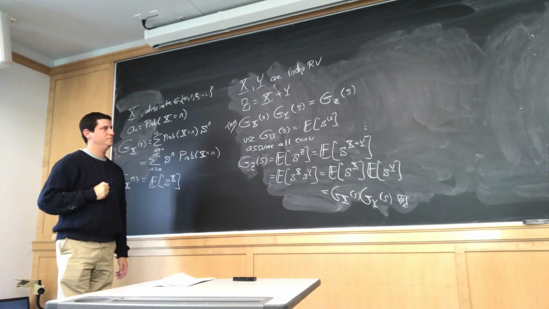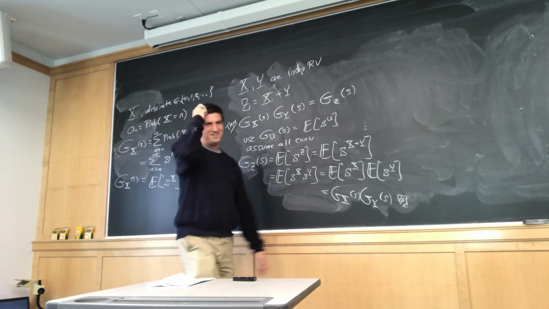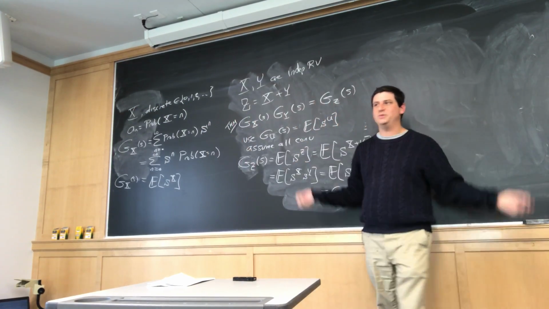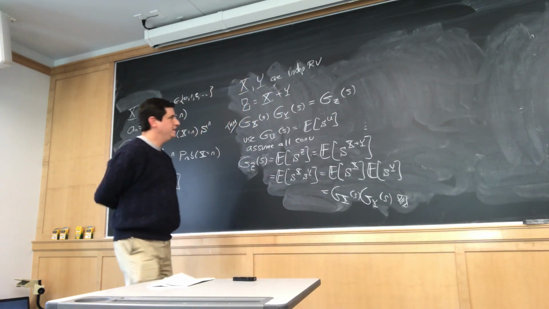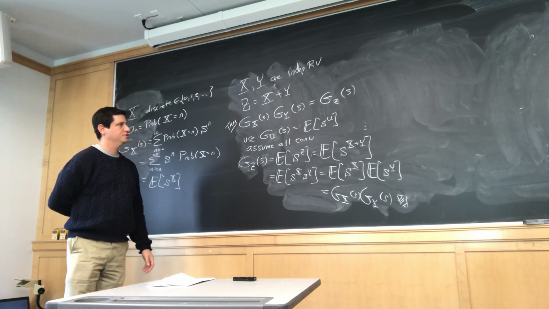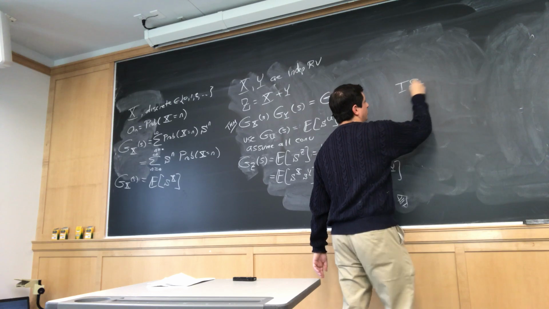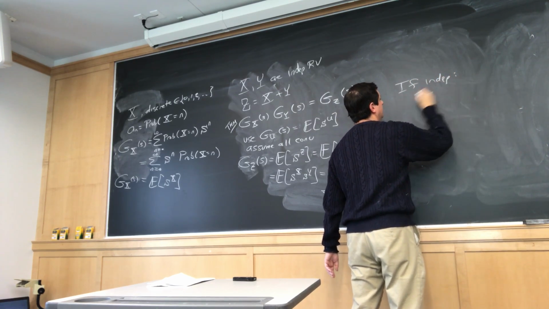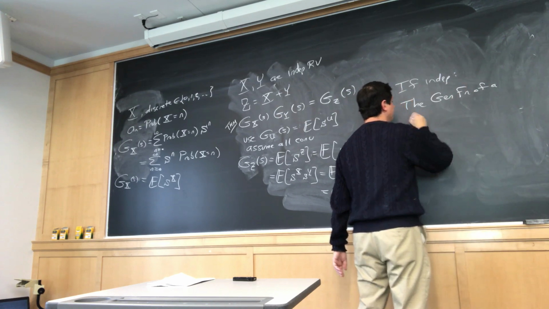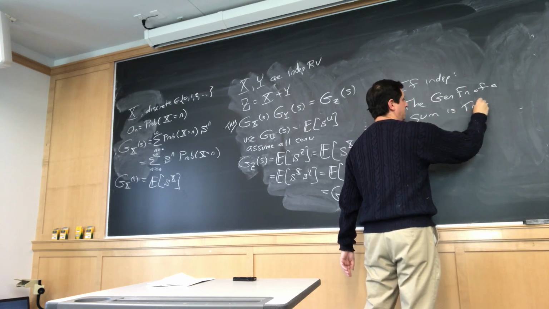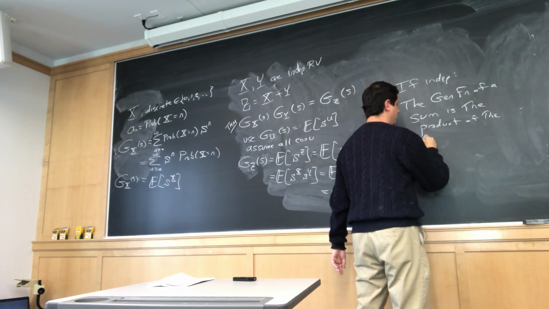What if you had more than two random variables? I'm not even going to bother writing it on the board. If I had a sum of 3, 4, or n random variables, the generating function of the sum is the product of the generating functions. Oh, that's nice. So if independent, the generating function of a sum is the product of the generating functions.